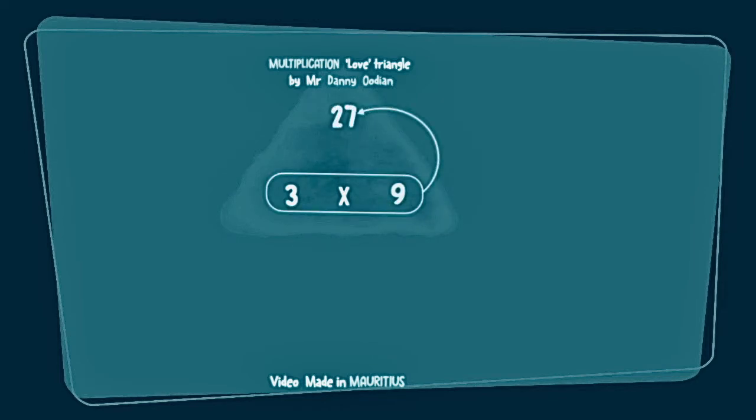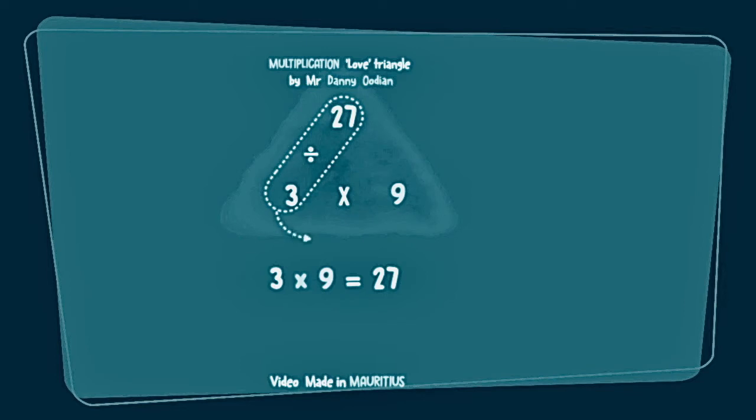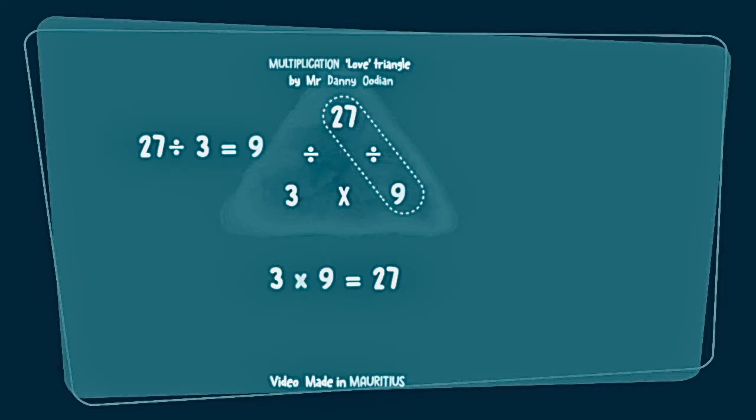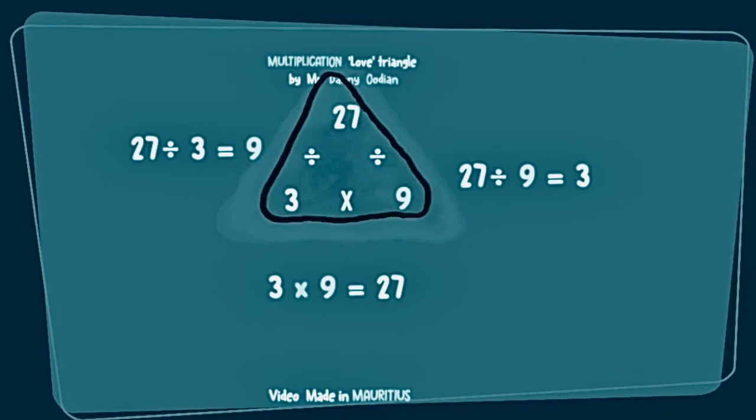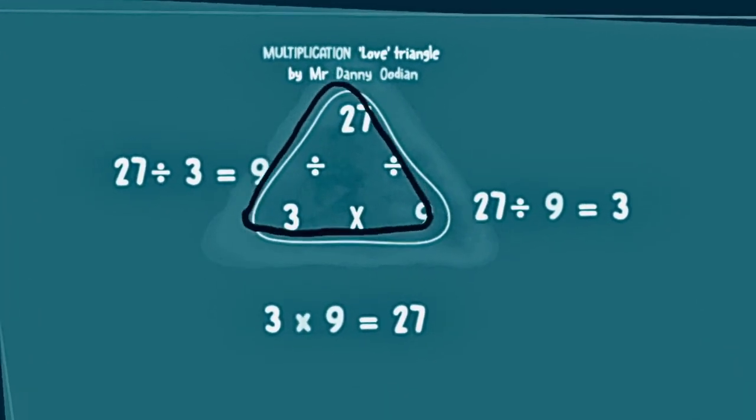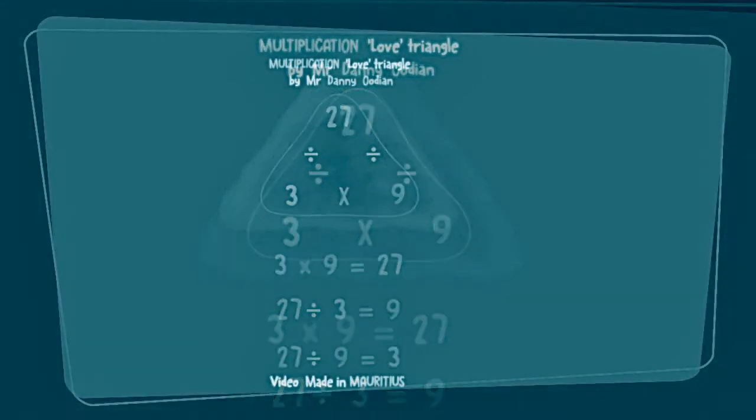3 times 9, 27. But 27 divided by 3 is equal to 9. Similarly, 27 divided by 9 is equal to 3. So 27, 3 and 9 make a multiplication triangle.